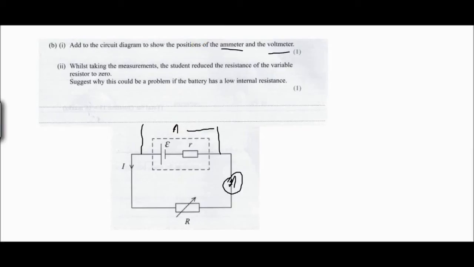Sorry for that. It must be, yeah, okay, voltmeter parallel to the cell.